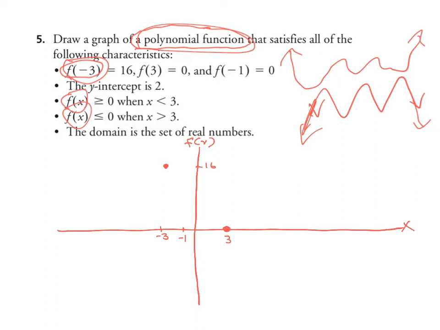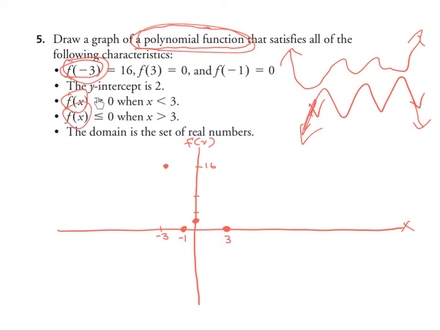f of negative 1 is equal to 0 as well. All right, it says the y-intercept is 2. Okay, I can do that. The y-intercept is at 2. So if that's 16, that's 8, 4, 2 down here. Okay, what else do we have?